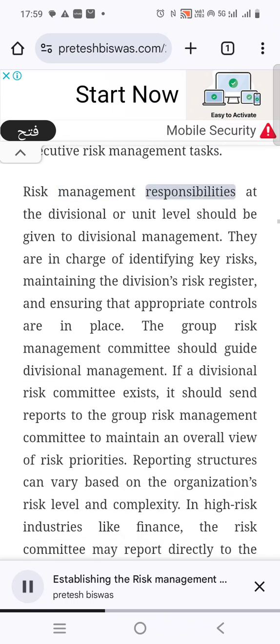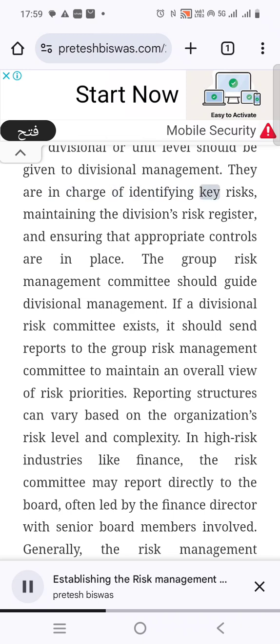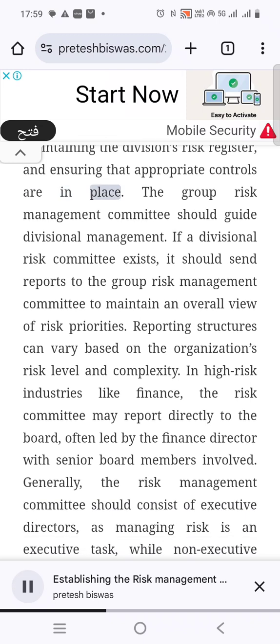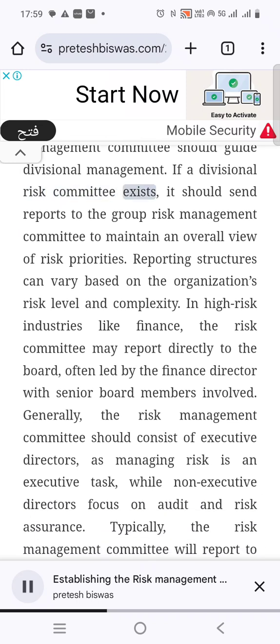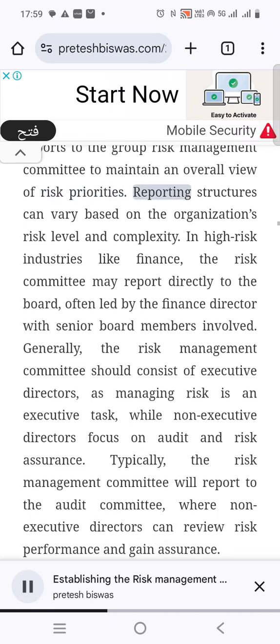Risk management responsibilities at the divisional or unit level should be given to divisional management. They are in charge of identifying key risks, maintaining the division's risk register, and ensuring that appropriate controls are in place. The Group Risk Management Committee should guide divisional management. If a divisional risk committee exists, it should send reports to the Group Risk Management Committee to maintain an overall view of risk priorities. Reporting structures can vary based on the organization's risk level and complexity.